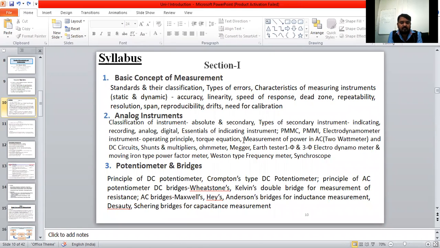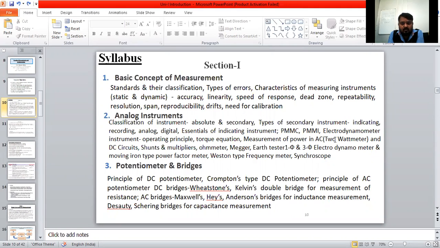Torque equation here. Next we will go for measurement of power in AC. The 2 wattmeter method we are going to discuss. A three-phase circuit means 3 lines are there, R, Y, B. For a three-phase circuit, by using only 2 wattmeters, we can measure the power exactly. Each phase power, or total power, we can measure here. How we can measure in that circuit, based on that I will do the explanation, and the practical is also there.